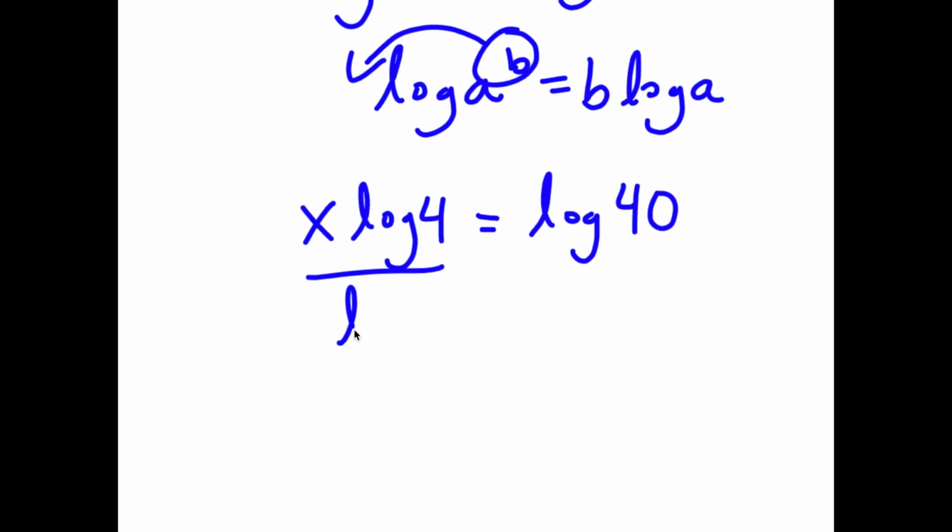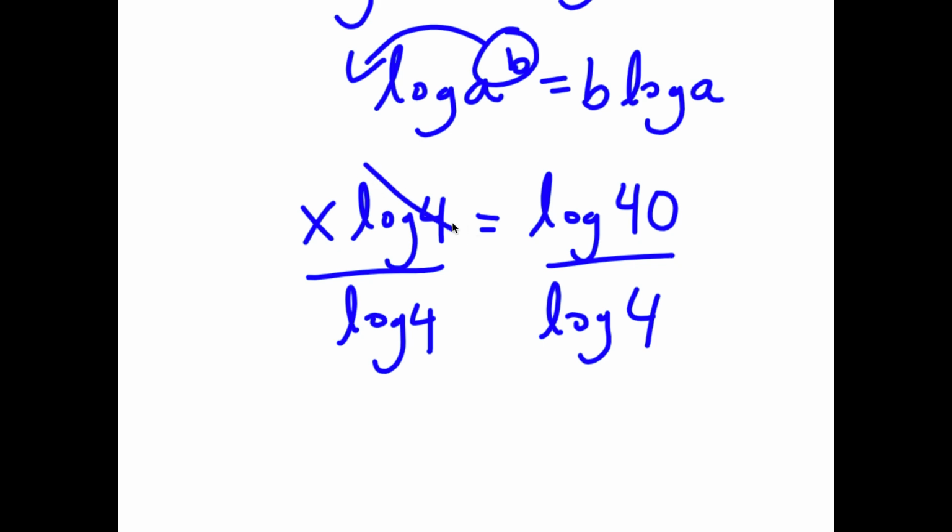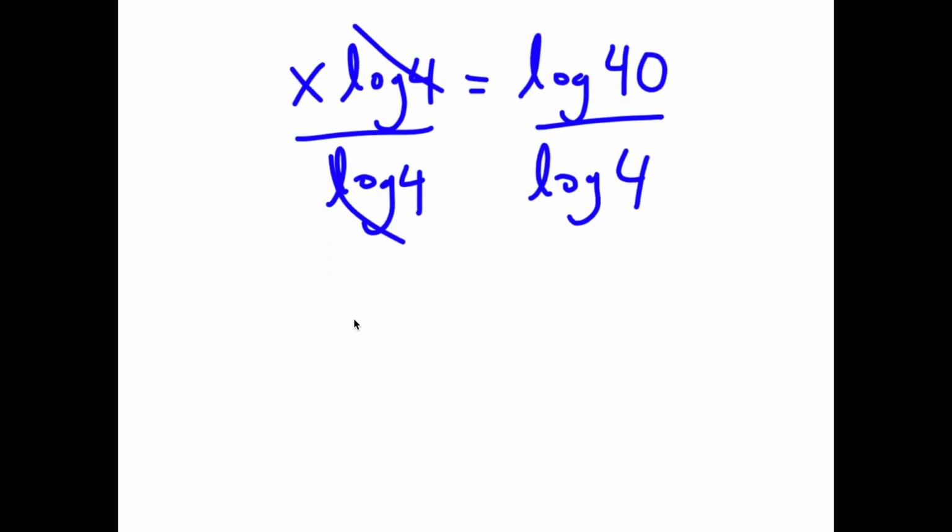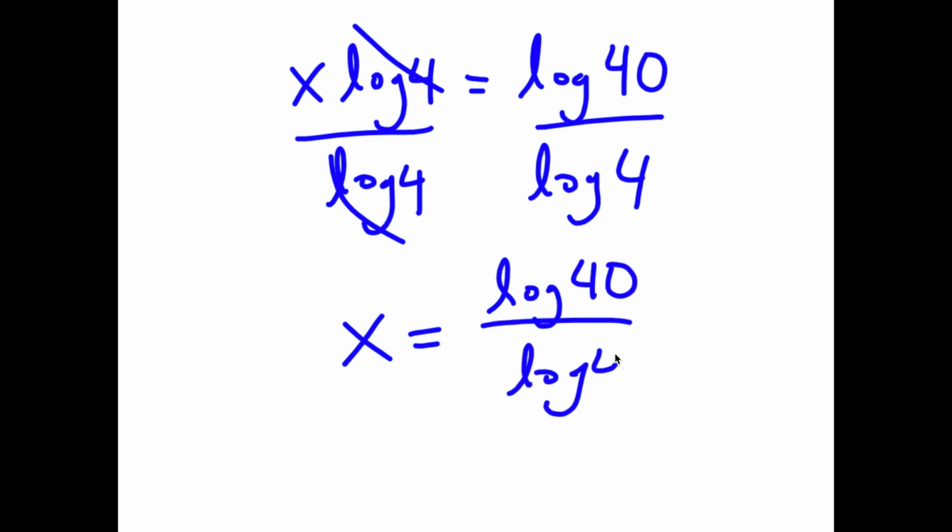Now I'm going to go ahead and divide both sides by log 4 so we can isolate x. So then these two log 4's cancel out, and I'm going to be left with x is equal to log 40 over log 4.